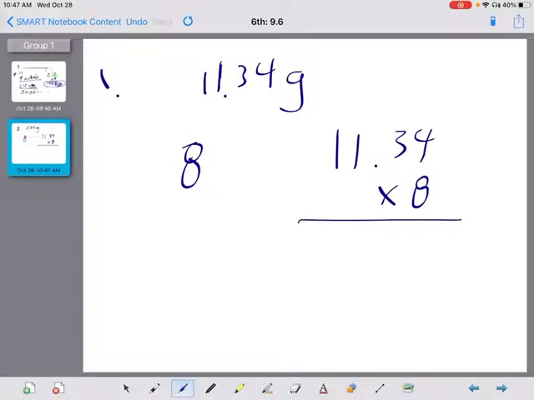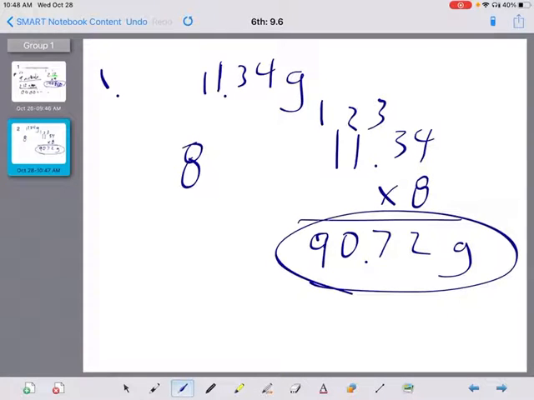Go ahead and pause this, do it on your own, see if you get the right answer. All right, and back. 8 times 4 is what? 32. 8 times 3 is 24, plus 3 is 27. 8 times 1 is 8, plus 2 is 10. 8 times 1 is 8, plus 1 is 9. And how many decimals are we adding back? That's right, 2. And what's our label? The label is 90.72 grams.